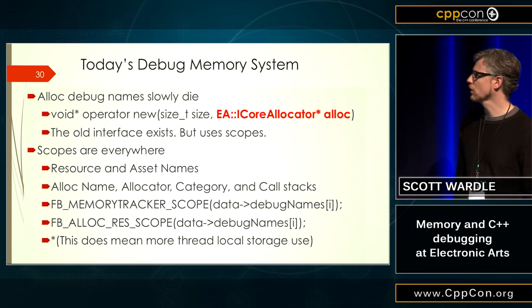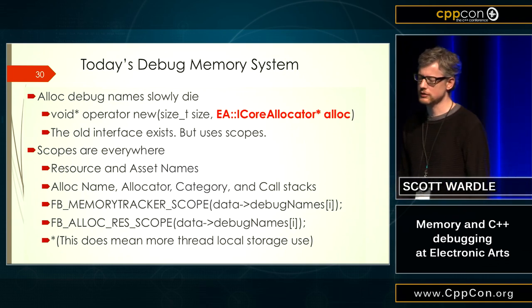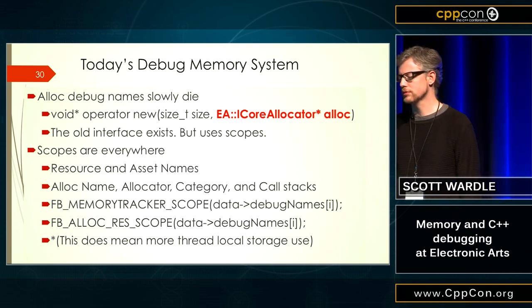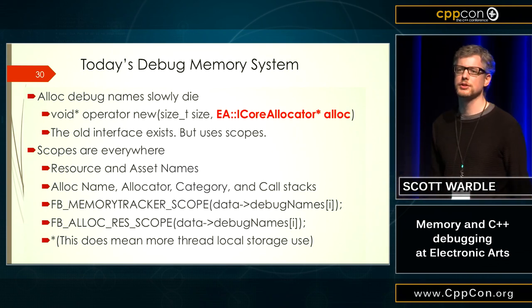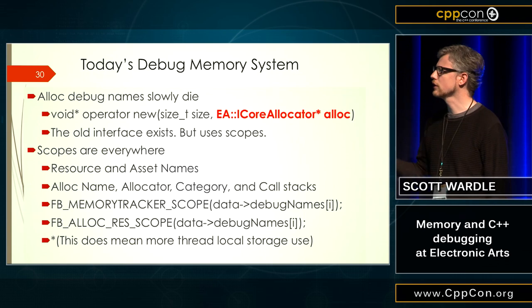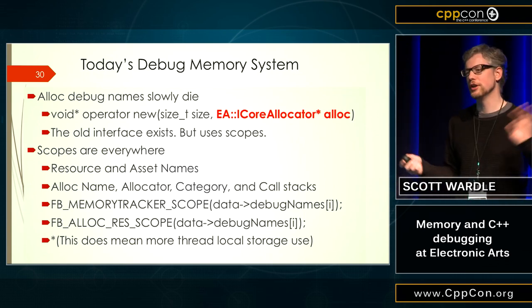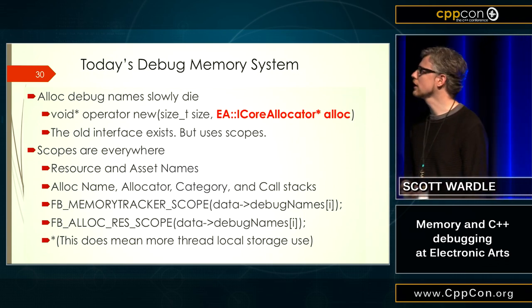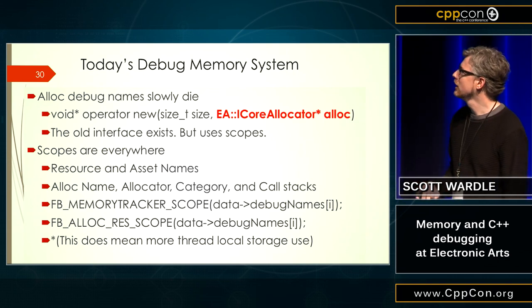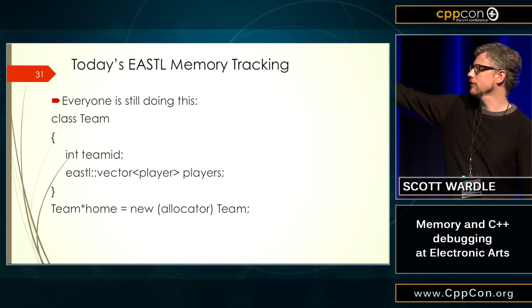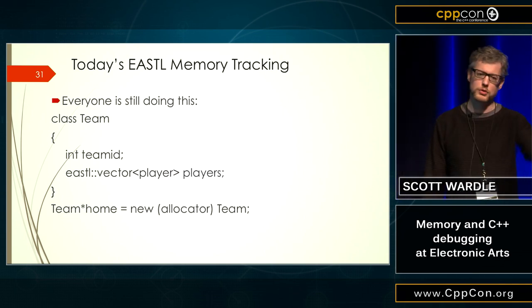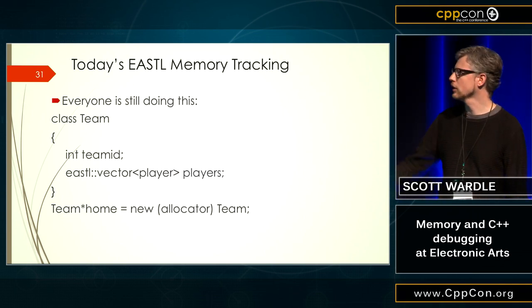I mean, we have to use more thread local storage and things, and so there are some performance-related problems there, but we started using scopes quite a bit, and most of the debug information that we're trying to push in now is going this way. We still have the old interfaces. Of course, nothing ever dies, but it's working pretty well. So our code kind of looks like this. We passed in an allocator. We knew a team.